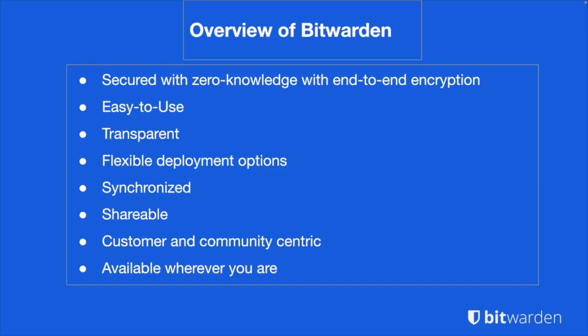We offer flexible deployment options. We offer two software as a service solution servers. We offer .com and .eu. And we also let you self-host your own server, whether that be on a Linux virtual machine, Kubernetes, or a Windows virtual machine if you need to. The passwords and secrets that you store in Bitwarden are synchronized between the servers and the clients automatically, and we offer detailed and granular sharing facilities by use of collections and organizations.